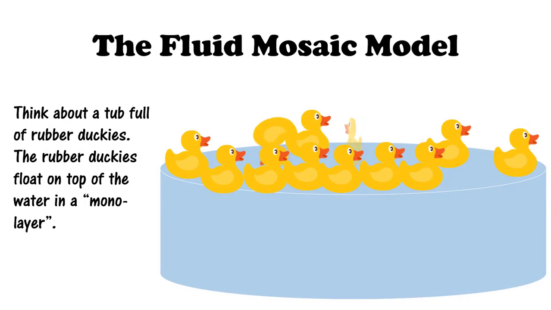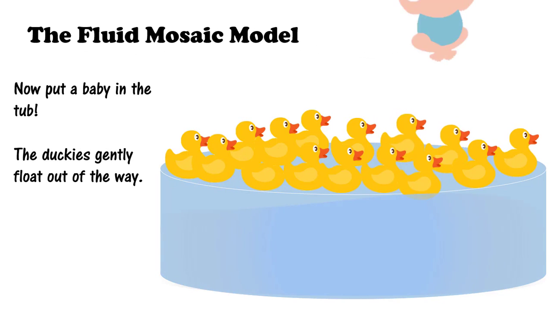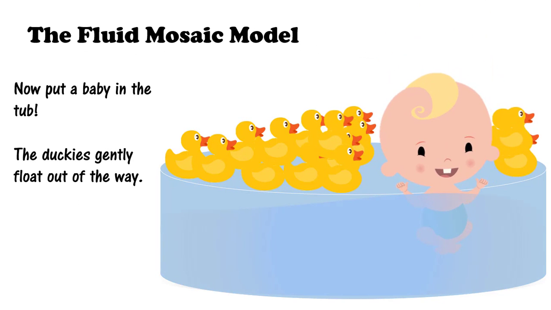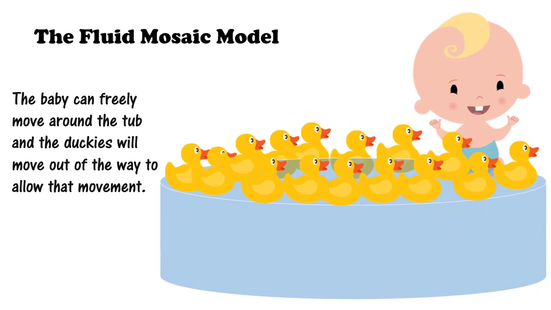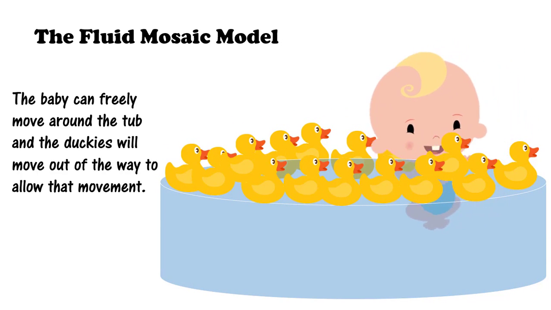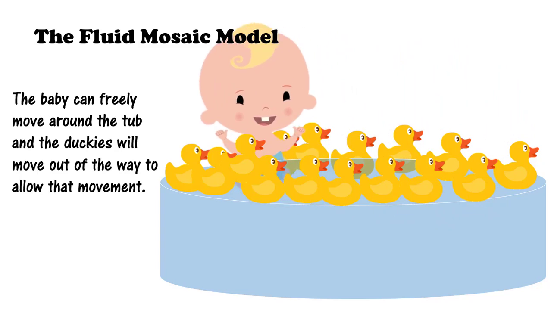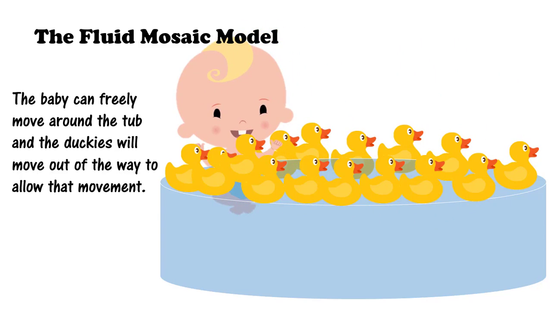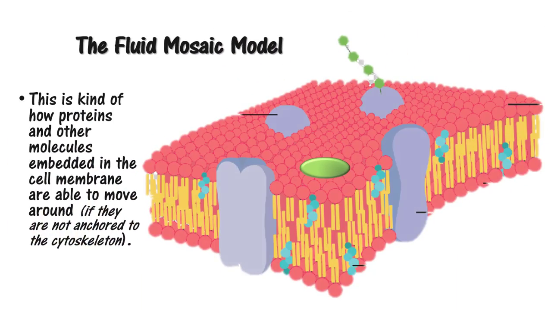Think about a tub full of rubber duckies. The rubber duckies float on top of the water in a monolayer. Now put a baby in the tub. The duckies gently float out of the way. The baby can freely move around the tub, and the duckies will move out of the way to allow for that movement. This is kind of how the proteins and other molecules embedded in the cell membrane are able to move around.